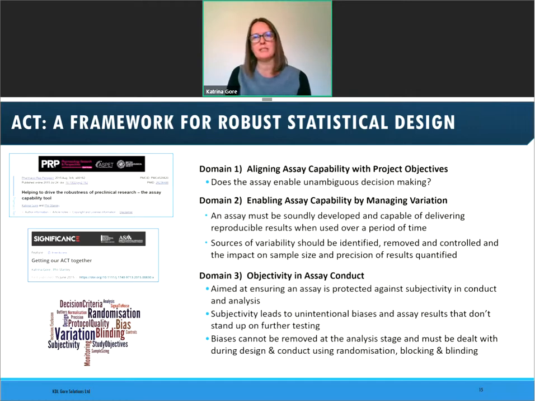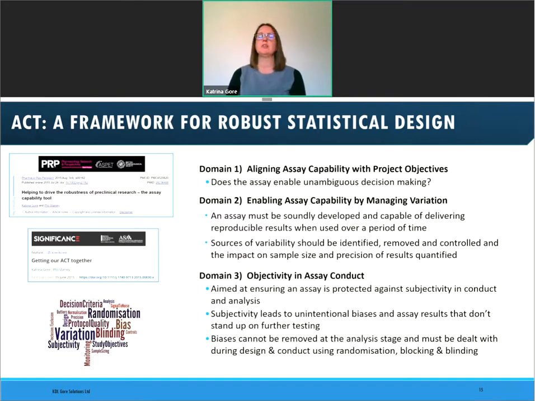And it's split into 3 domains. The first one is the decision-making part. It's aligning the capability of your assay with the objectives. There is someone wanting to use your assay, or even you're wanting to use your assay. Can it enable unambiguous decision-making? The second domain is around variability. It's around that development process that you went through when you then decided it was capable of delivering reproducible results over time. You've looked at variability, you've identified, removed it, controlled it, and you've looked at the impact on sample size and precision. And then the third domain is talking about objectivity in the conduct of your assay.